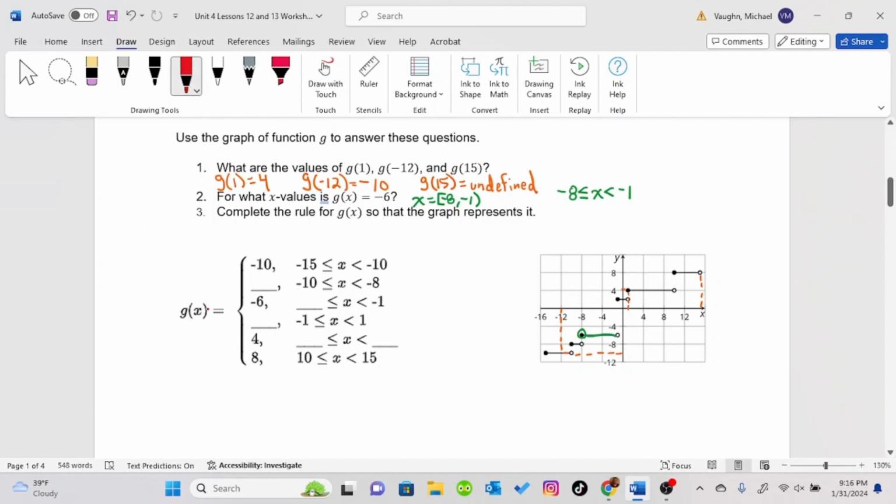Number 3. Complete the rule for g of x so that the graph represents it. So our first blank is where g of x equals something when x is between negative 10 included and negative 8 not included. So this is talking about this line segment right here that I'm circling in red. And at that, our y value is negative 8.